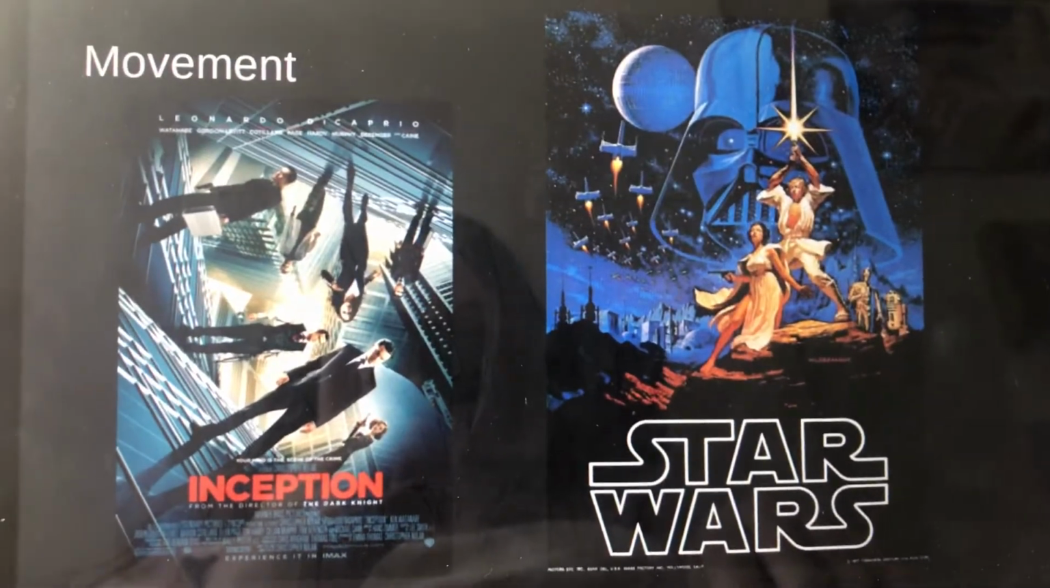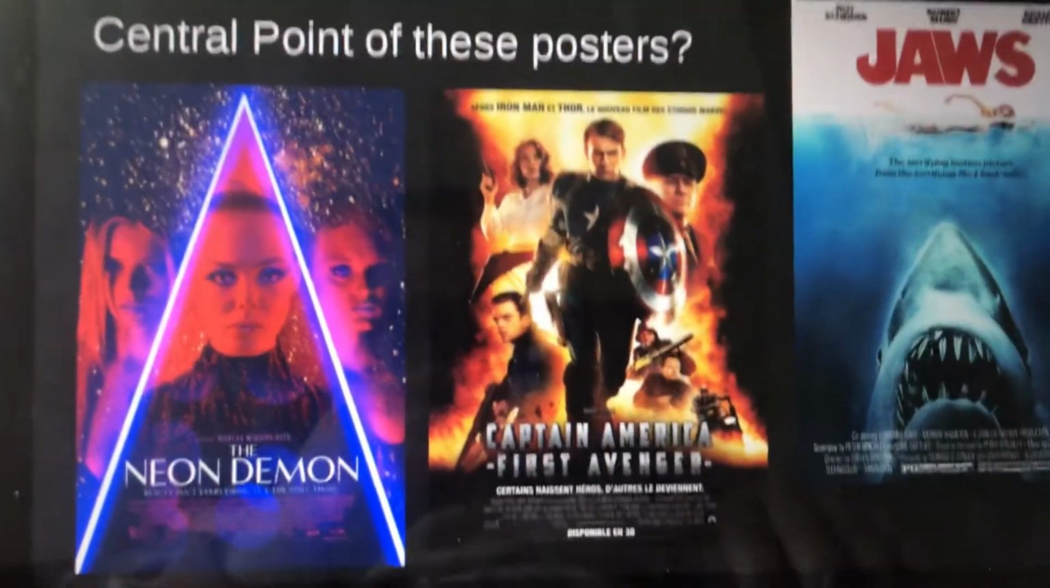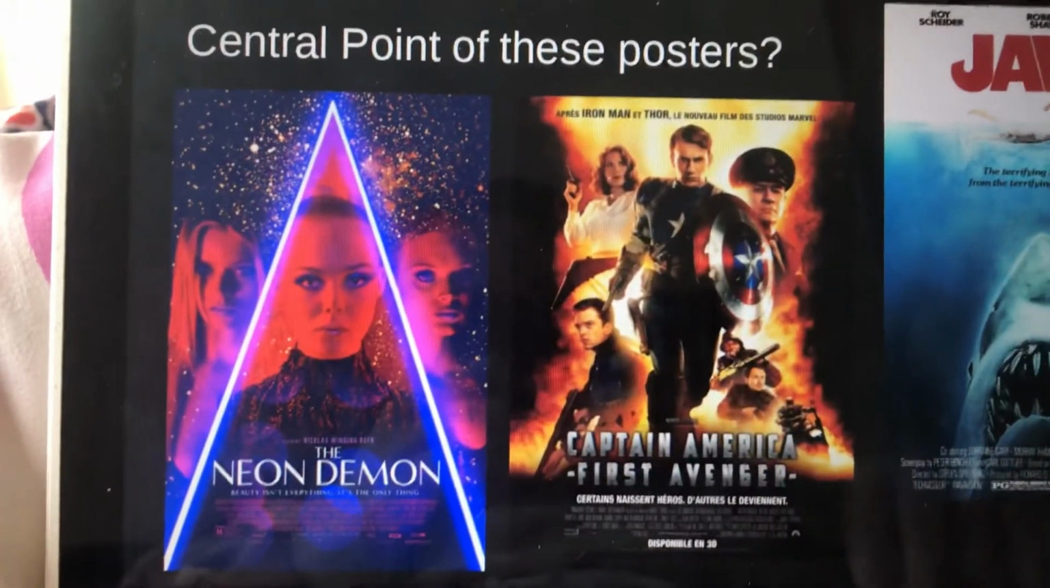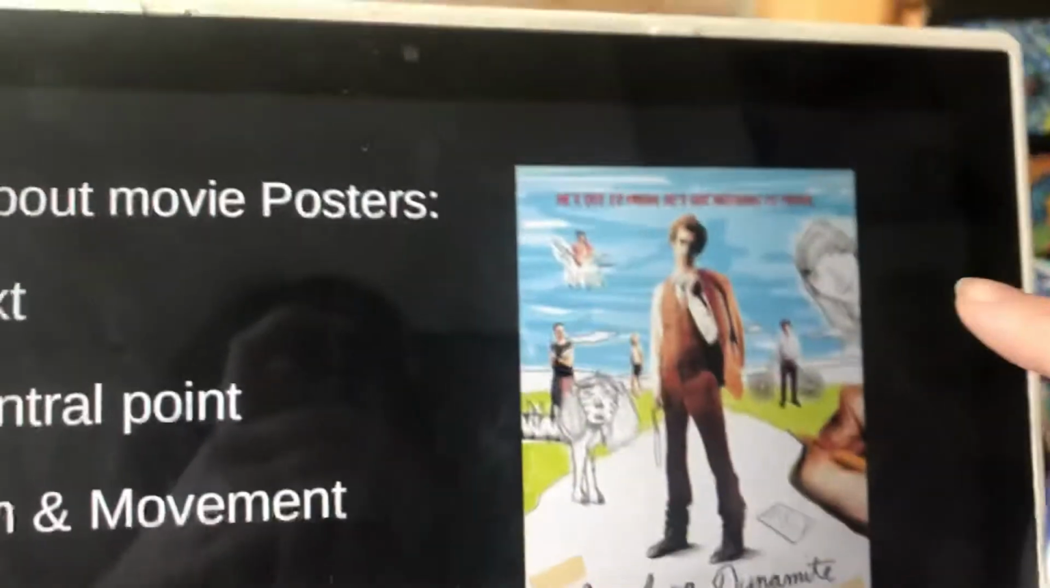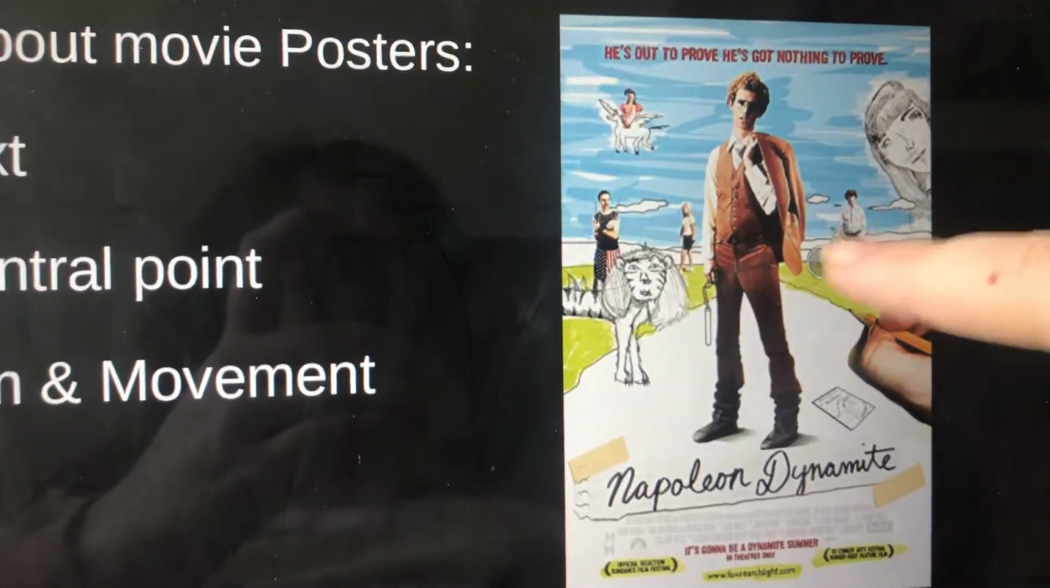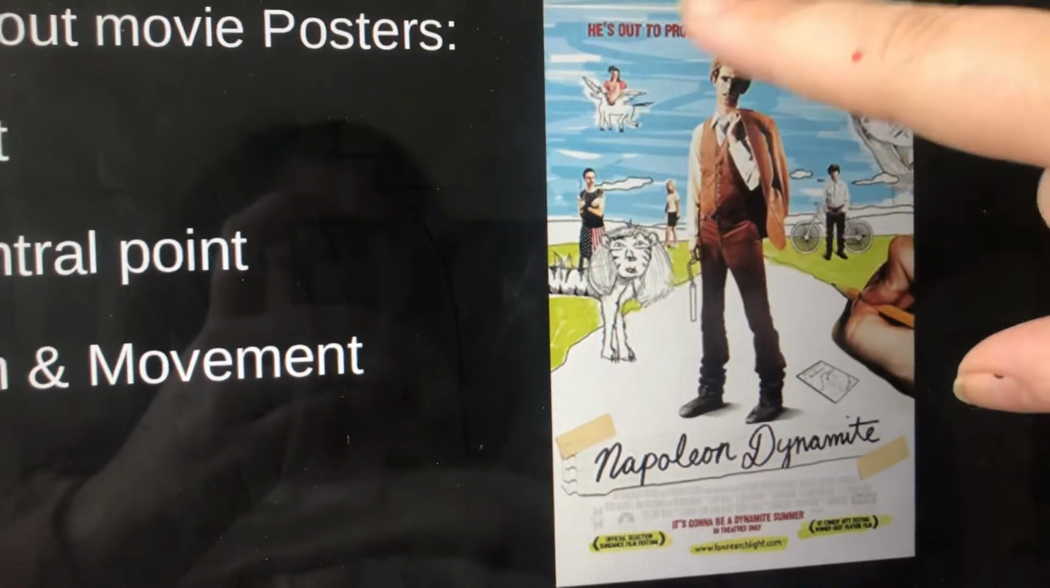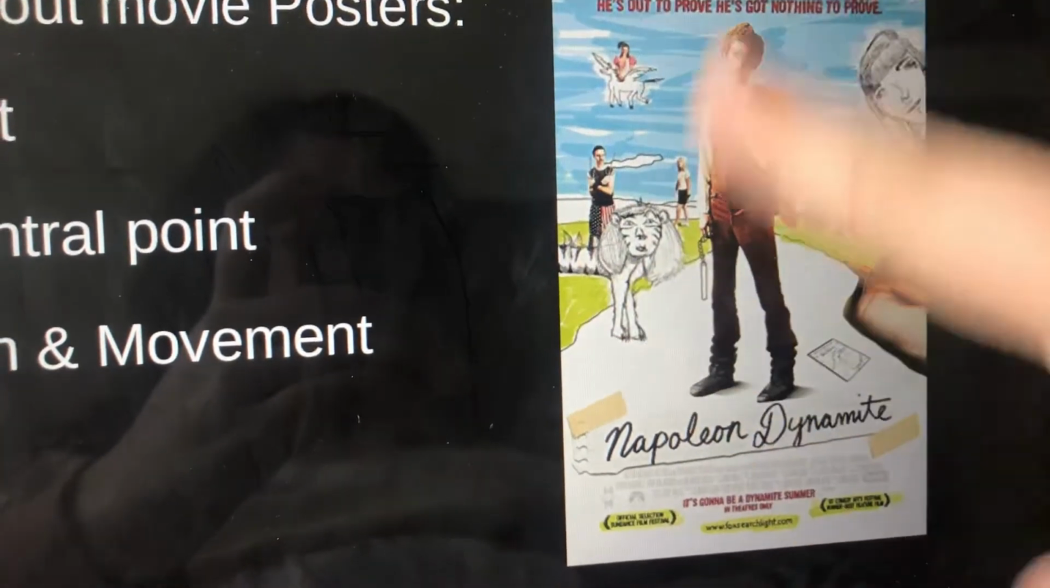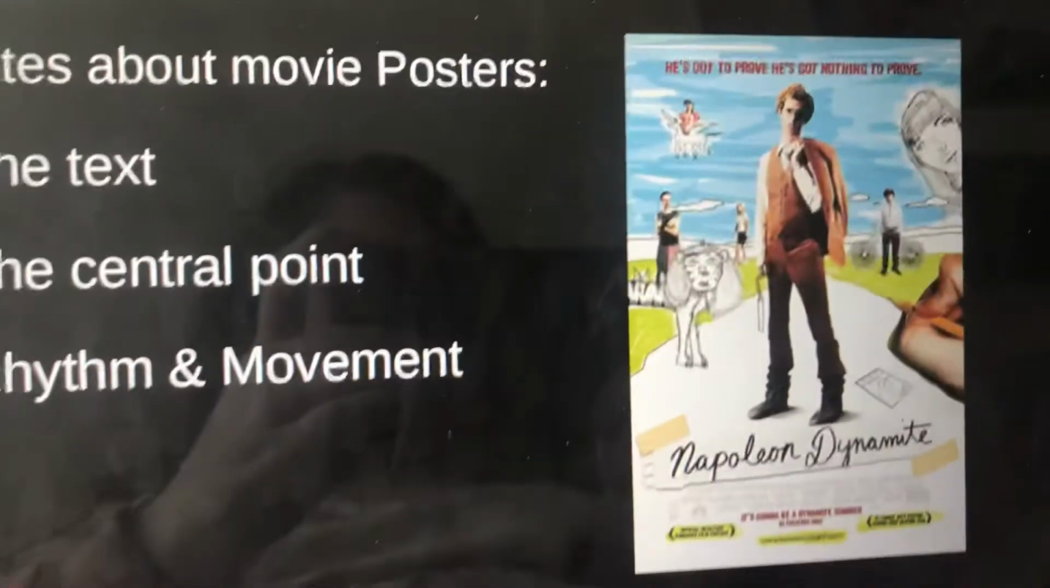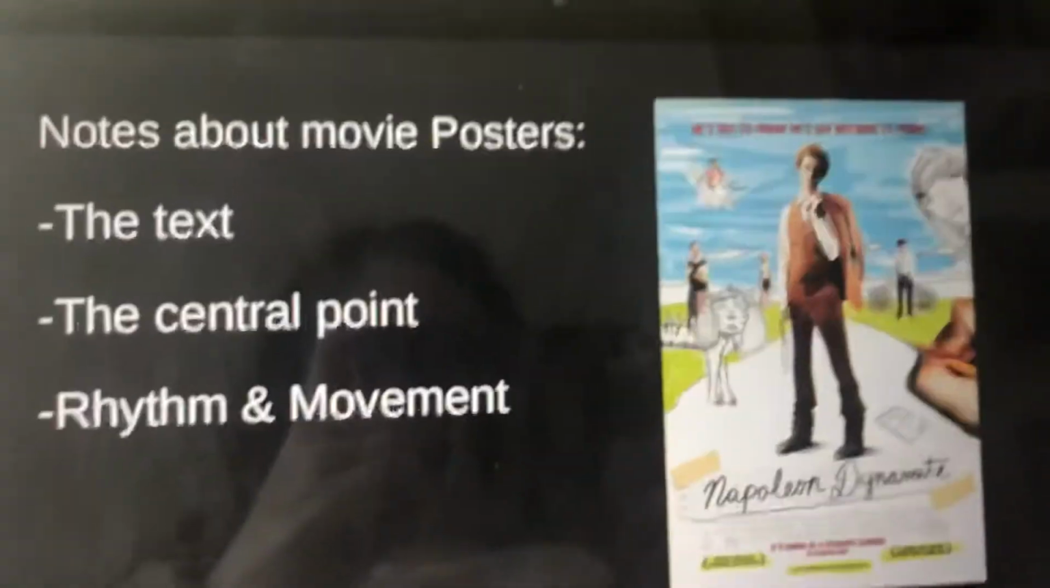So if you go with a simple design, your eyes aren't going to scan the poster as much. But if you go with a busier design, and this is another good example, the Napoleon Dynamite poster, your eyes are going to be looking all around to see everything. And so that's going to make you look at the poster longer and really sink it in.